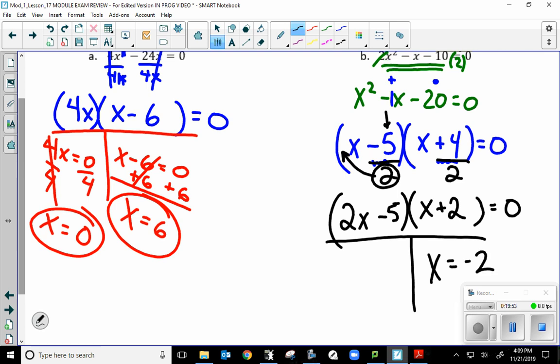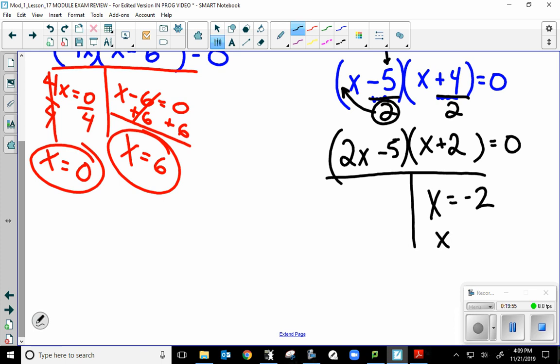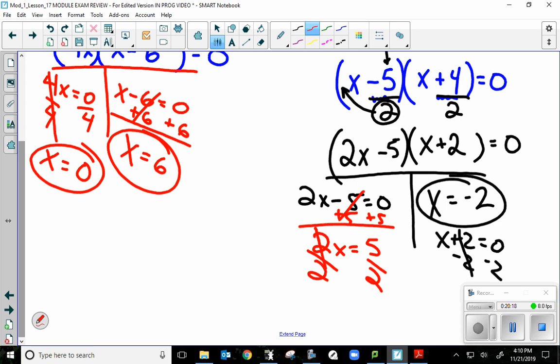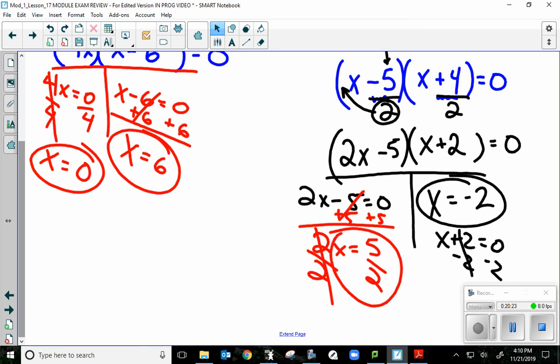Mister, how'd you get that? Remember, this is x plus 2 equals 0. If I subtract 2 from both sides, x equals -2. Here on the left side, this is a basic two-step equation. I add 5 first, 2x equals 5, and then I divide by 2. So x is 5 halves. All right, x is 5 halves, x equals -2. Factored, done, boom, boom, basic math.